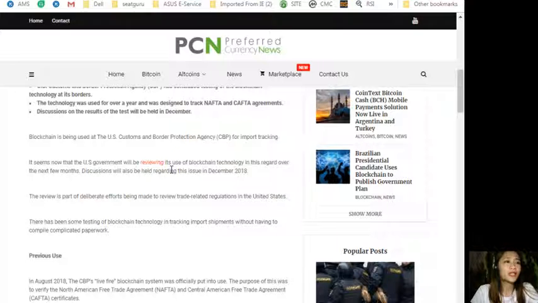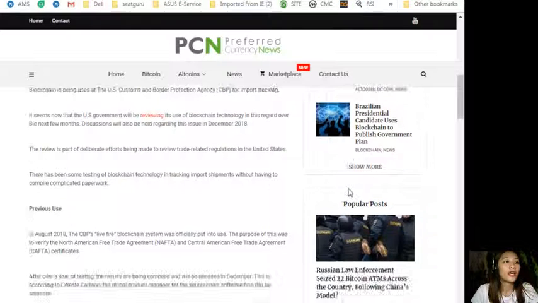It seems now that the U.S. government will be reviewing its use of blockchain technology in this regard over the next few months. Discussions will also be held regarding this issue in December 2018. The review is part of deliberate efforts being made to review trade-related regulations in the United States. There has been some testing of blockchain technology in tracking import shipments without having to compile complicated paperwork.